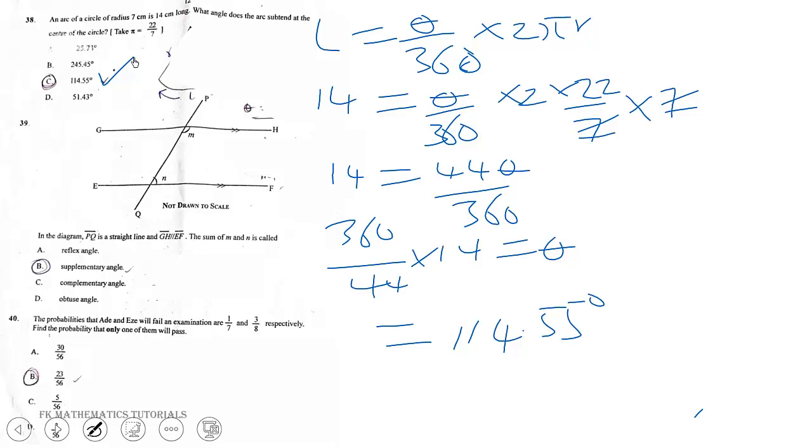Now we come to 39. M and N are co-interior angles. Co-interior angles are supplementary angles, so the answer is B. The probabilities that Ade and Az will fail an examination are 1 over 7 and 3 over 8 respectively. Find the probability that only one of them fails.